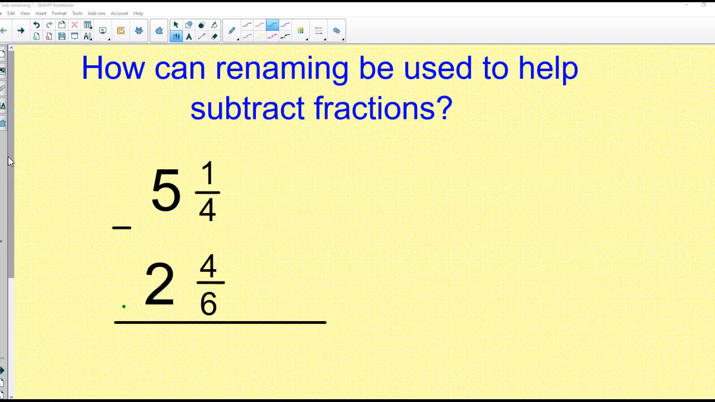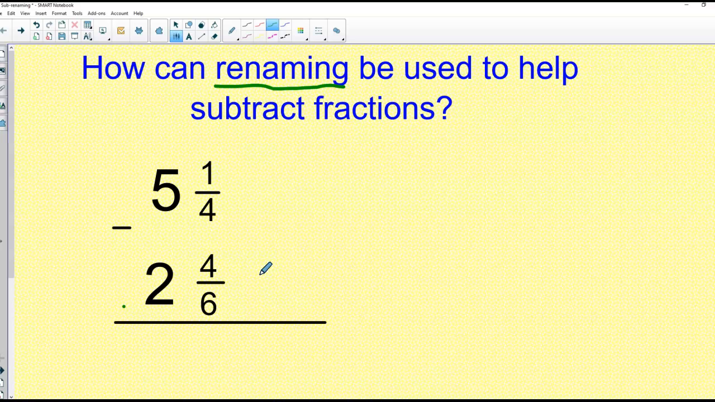I want to show you one little thing here today about subtracting fractions that you may or may not be aware of. So our goal today, it says, is how can renaming fractions be used to help subtract fractions? There's a word in there called renaming that we're going to focus on today. You may or may not know what that is, but it will be explained a little bit later. So let's focus on this problem. 5 1/4 minus 2 4/6.